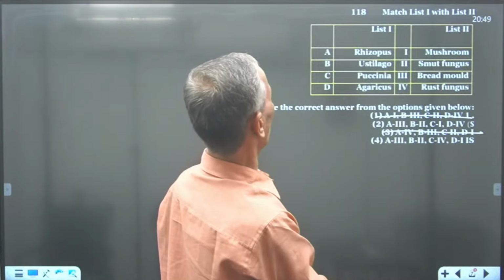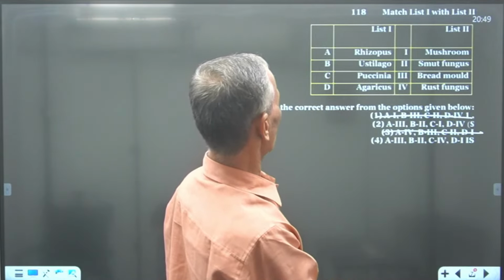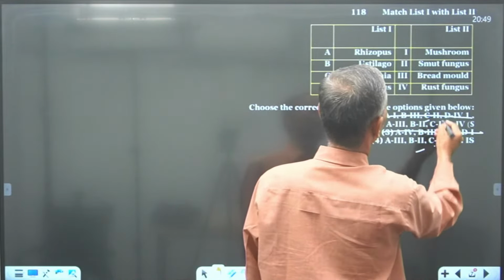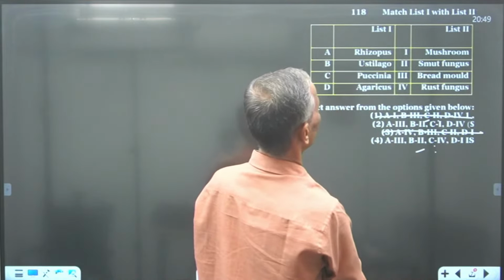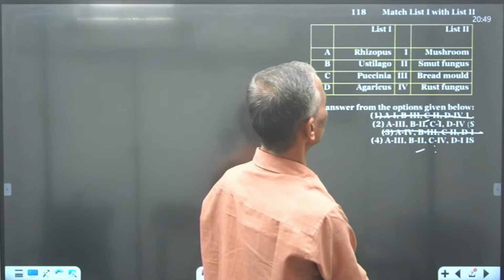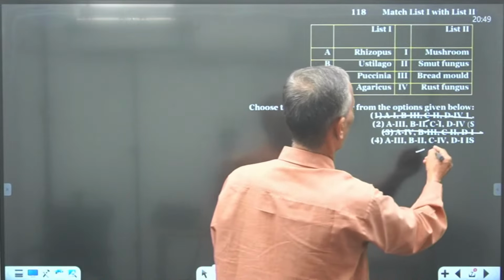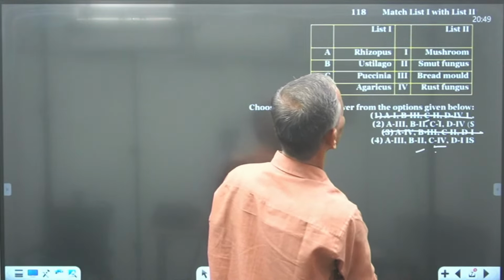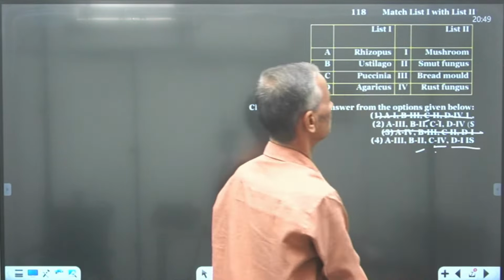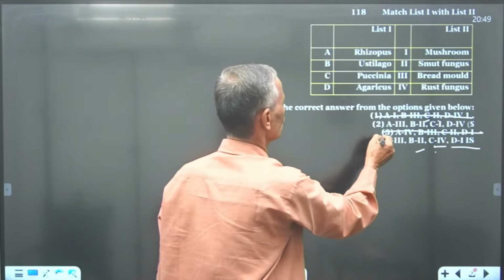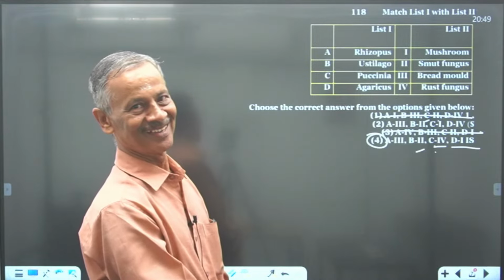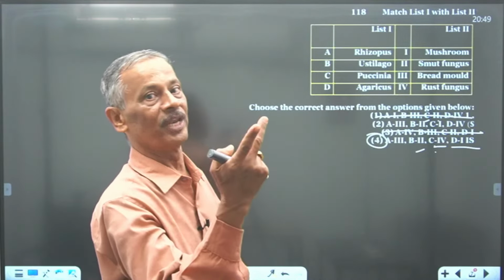Then Ustilago, smut. Ustilago is smut. Both have it. Now the difference is in C. Puccinia is rust fungus. So it is 4. And what is Agaricus? Agaricus is the mushroom. So the answer goes to option 4. Is that clear? So we use the elimination technique.